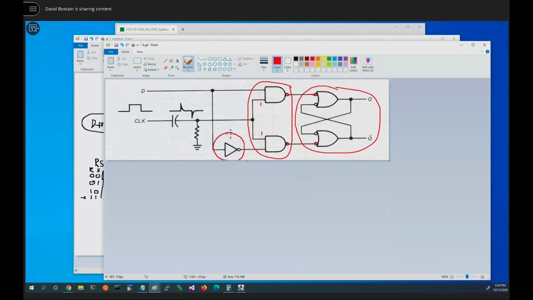This inverter, we talked about why it's in the picture. It's there to make sure that D and its inverse are available in the signal. And we talked about this as being the differentiator or the high-pass filter that's taking care of turning this wave here into those two pulses there.